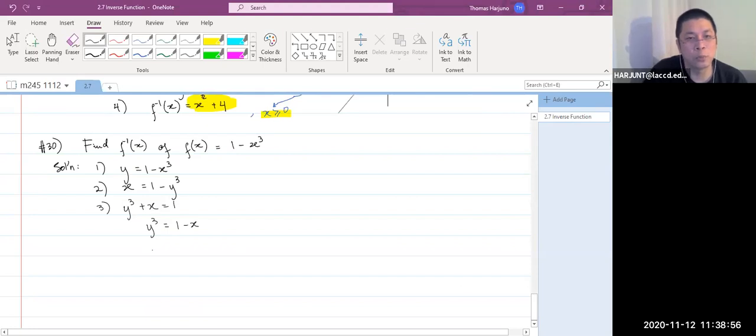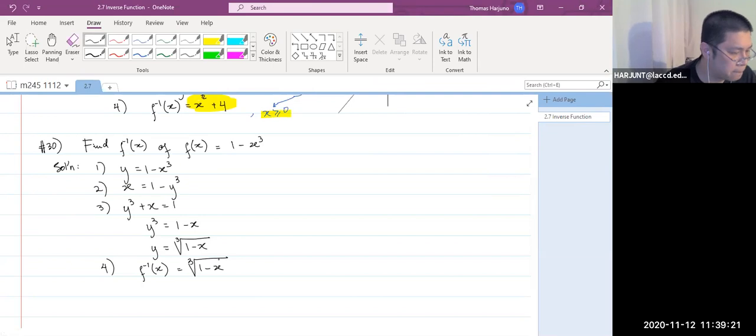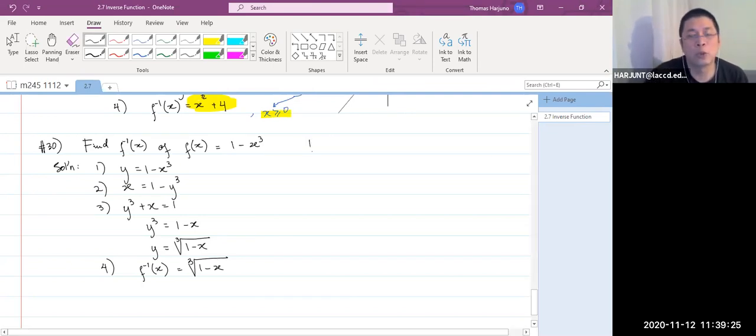Then I do cube root here. So step 4, I get f inverse x equals cube root of 1 minus x. That's for number 30. Now, how about number 32?